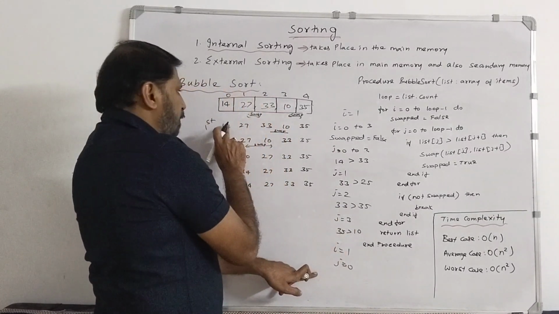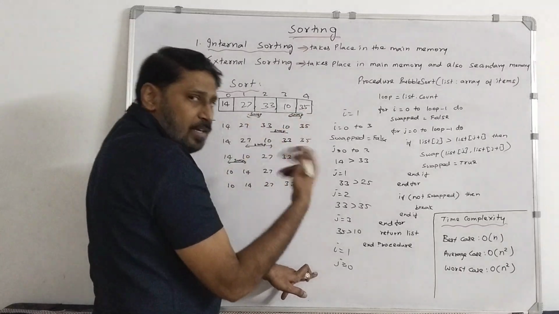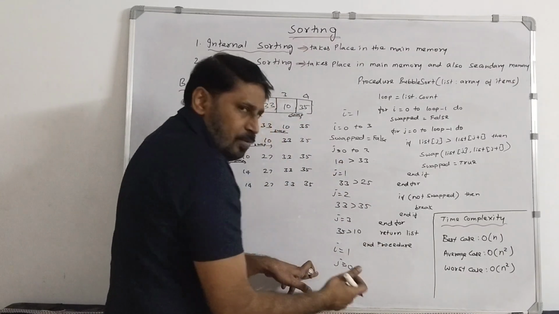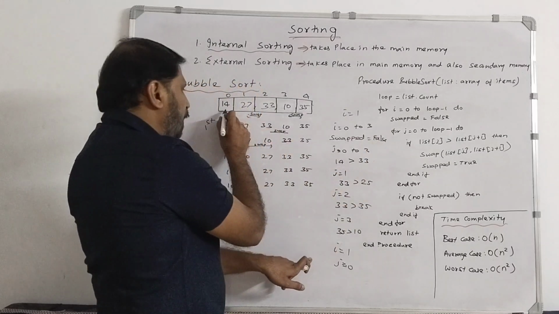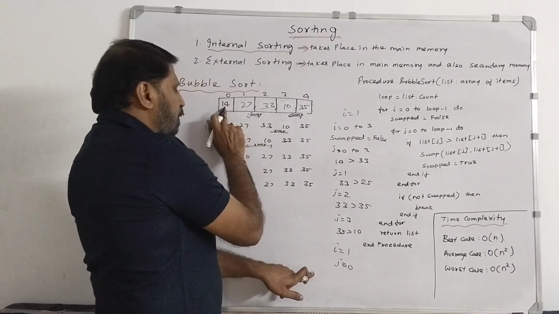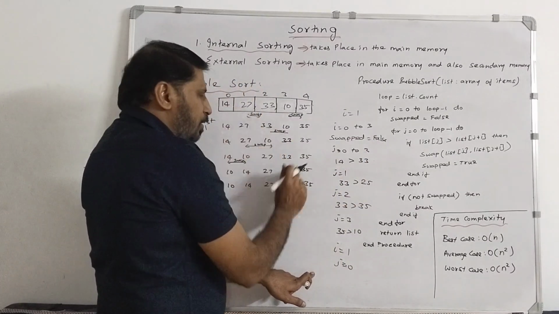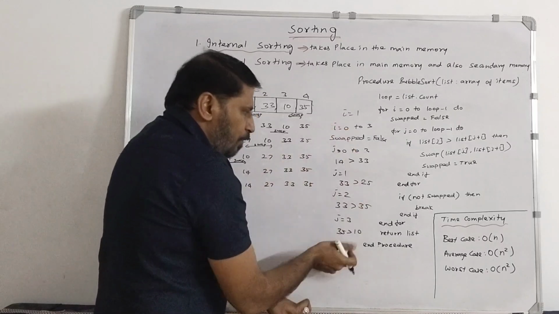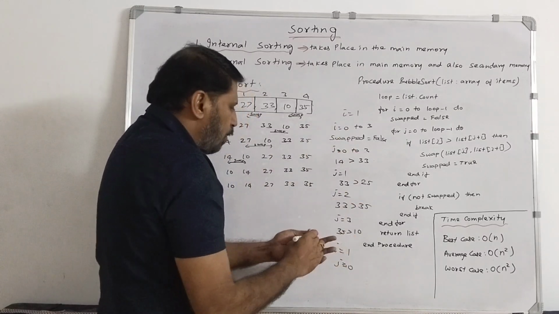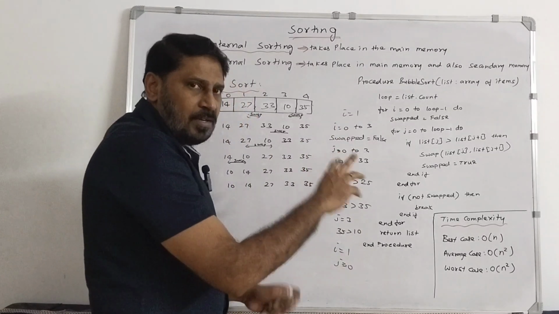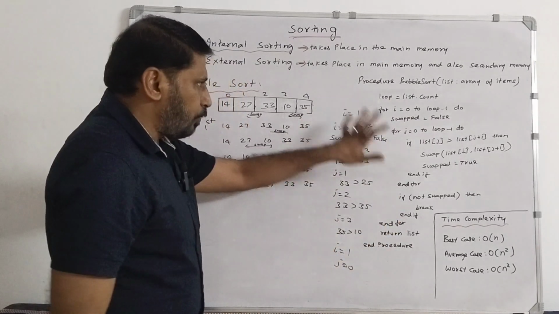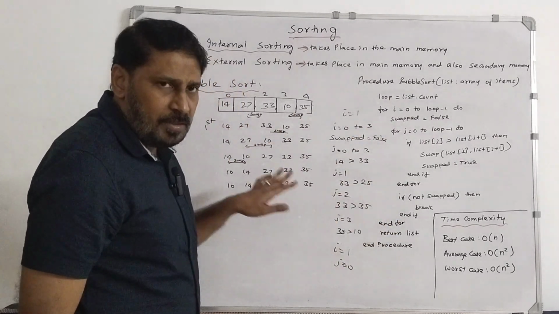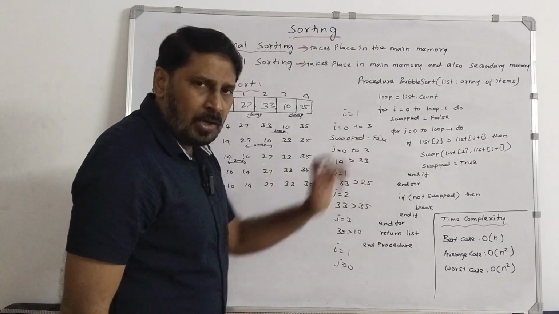So we are taking this result, and once again we have to compare in the second iteration. In the second iteration also we are doing the same thing. Once again we are taking 0 and 1, 14 and 27, comparing. So whatever we did in the previous case, we are doing in the second iteration, third iteration, fourth iteration, like this. Okay. So this is the bubble sort method we are doing by algorithm.